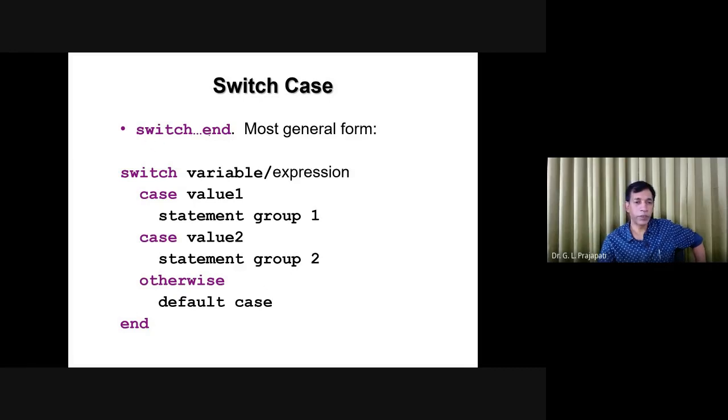Here, every switch has a matching end. So this is the switch and this is the end. You switch between this and this. Only one group will be executed in this case also. The control flow will be from top to bottom.